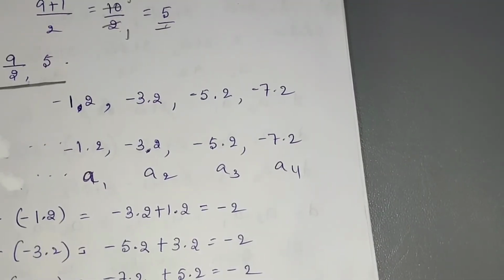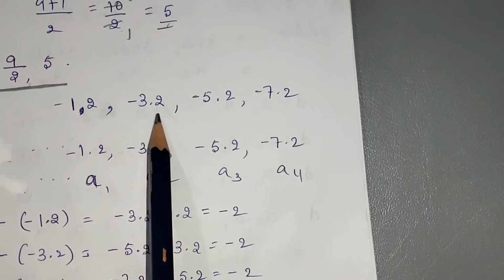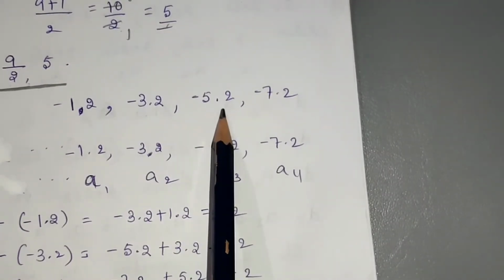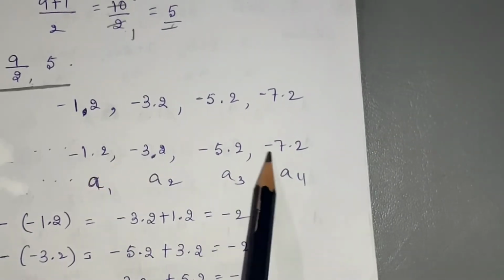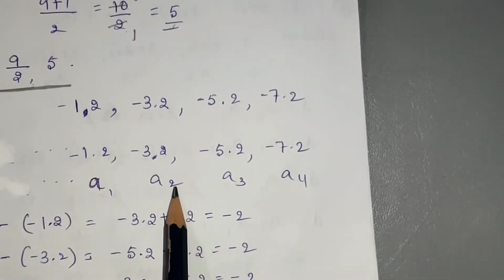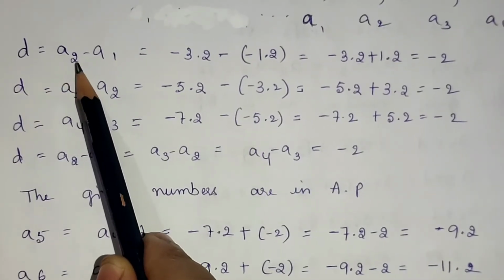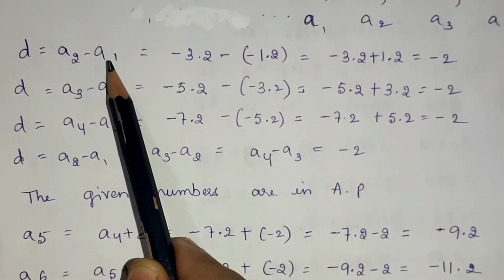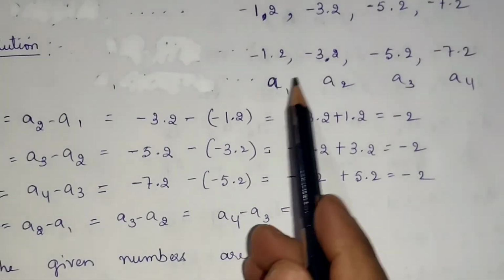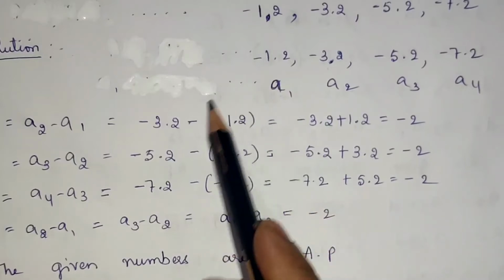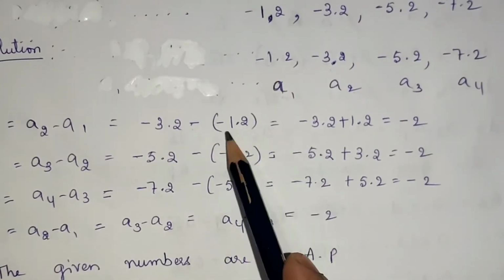The question number 3, minus 1.2, minus 3.2, minus 5.2, minus 7.2. Write the pattern and name it as A1, A2, A3 and A4. Find the common difference by taking second term minus first term. Here the second term is minus 3.2, minus of minus 1.2.